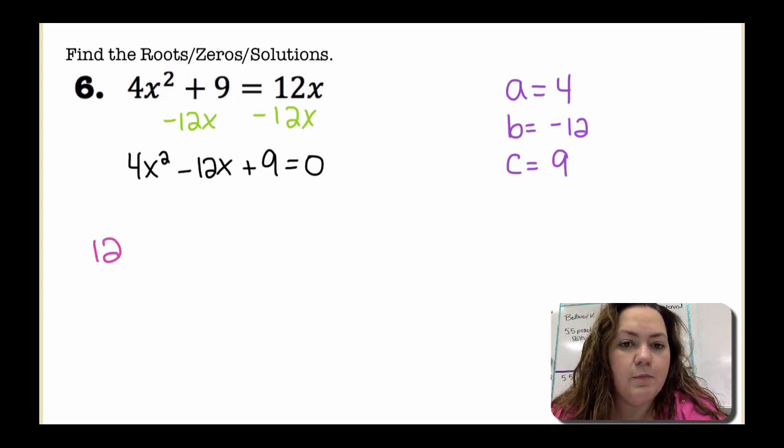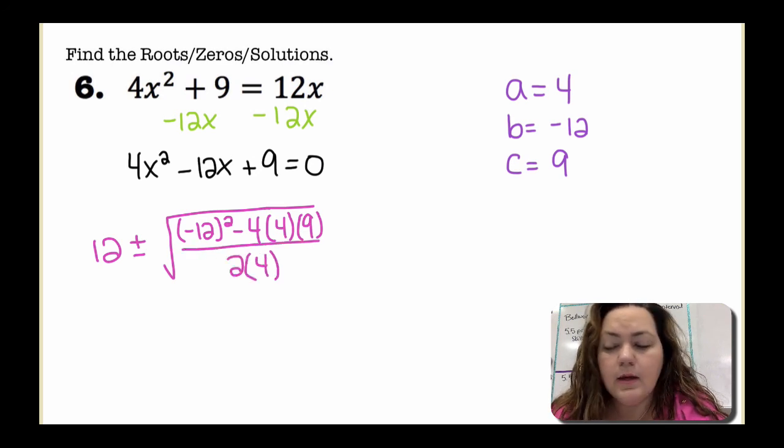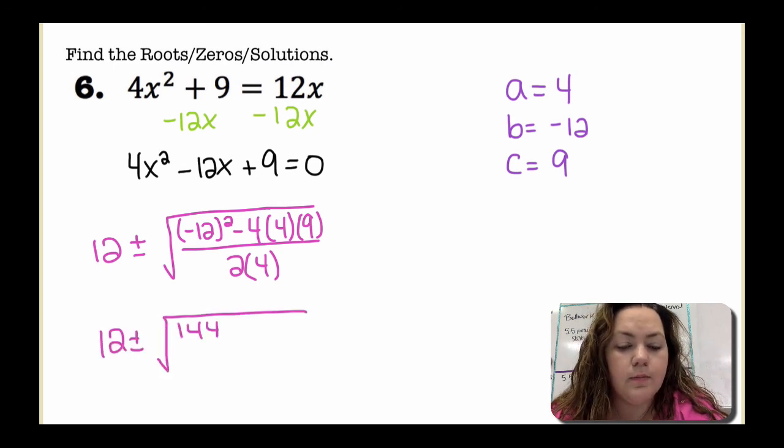So it's negative b, well, b is already a negative, so that becomes positive 12, plus or minus the square root of b squared, well, negative 12 squared, minus 4, times a, which is 4, times c, which is 9, all over 2 times a, which is 4. Negative 12 squared becomes positive 144. Negative 4 times 9 gives me 144, minus 144. And 2 times 4 gives me 8.